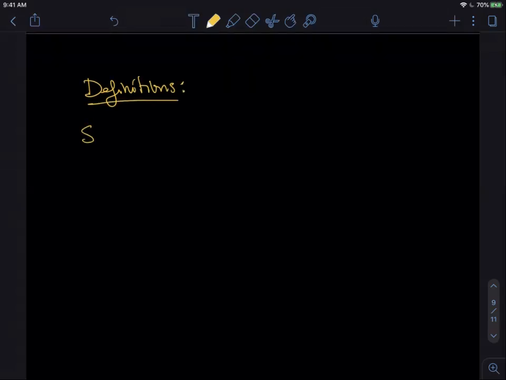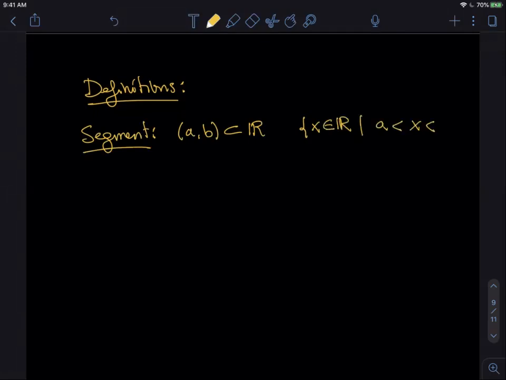Let's see now some definitions that are useful when we are talking about the metric spaces that we already know. For example, we talk a lot about segments. A segment AB in R is the set of the real numbers such that they are between A and B.